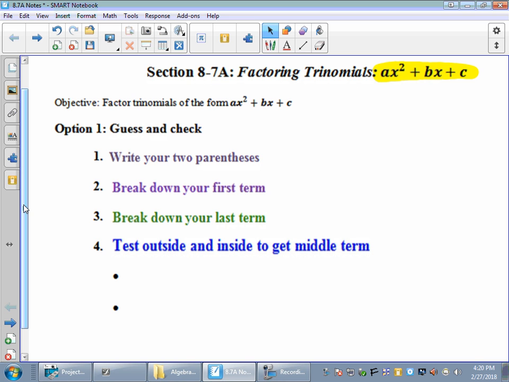Step number 4 is test your outside and inside to get your middle term. This is where that guess and check comes in. We're going to start placing things in our parentheses, foiling to guess and check and see if we can get the right trinomial. Of course, I already told you we want to use FOIL to check these. And be careful with these. You do want to watch your signs. It is very important that your signs on everything are right.